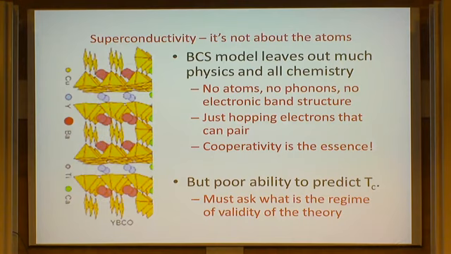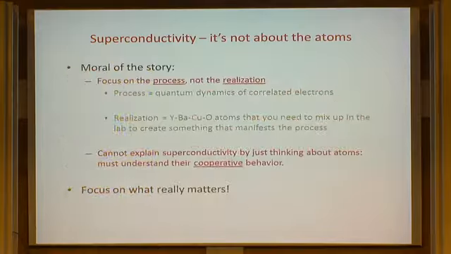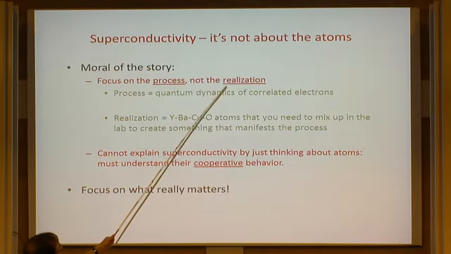Because if you say to somebody, well, why is the critical temperature of yttrium barium copper oxide 93 Kelvin? The answer is, don't know, we can't predict that. But if you ask about properties like the energy gap and so on and other things, we can predict those very well. So some questions are good ones to ask because they don't depend on details. Other questions, like calculating Tc, are bad ones to ask because they do depend on details. So the moral of the story is focus on the process and not the realization.